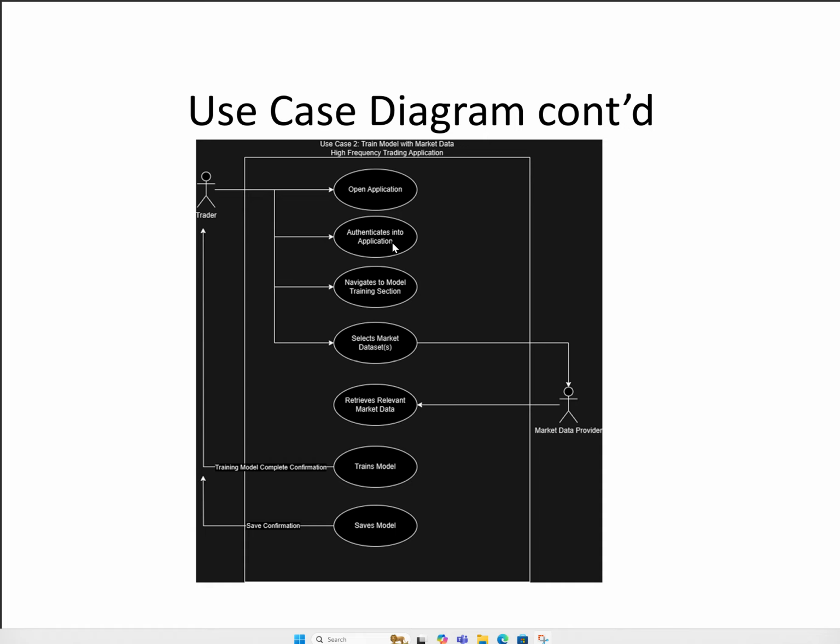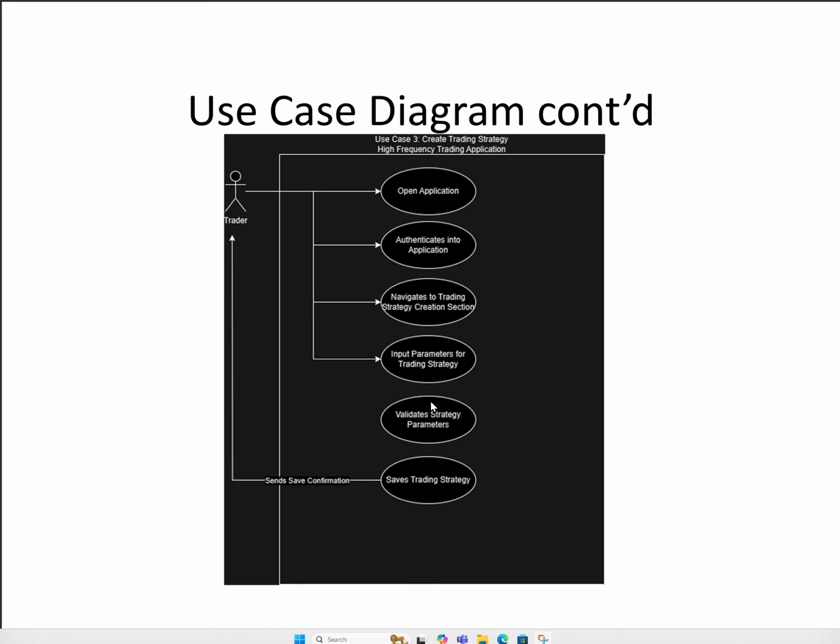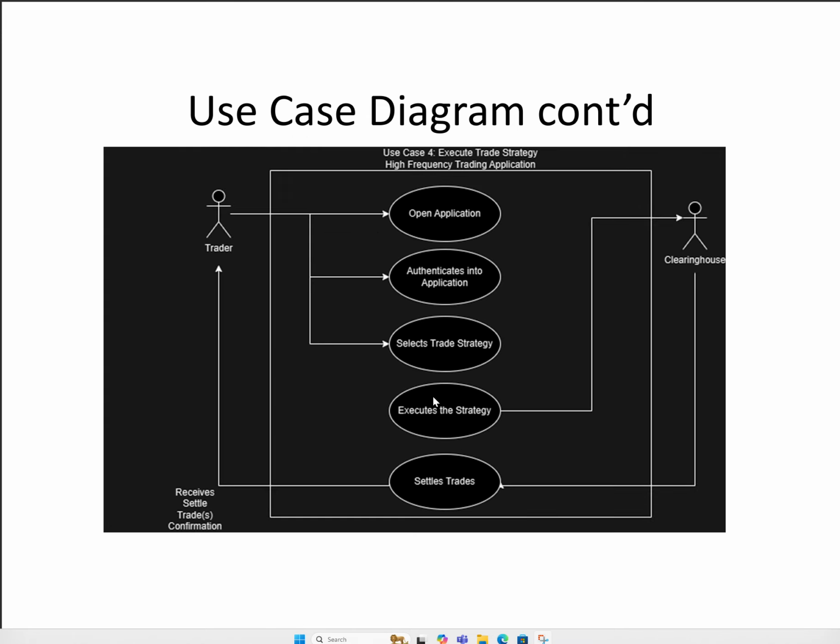For training a model with market data, once you've navigated to your respective section, you retrieve the market data, train it, receive the confirmation, and save your model with the respective confirmation. And the other actor is the market data provider. For use case 3, the trader goes through the application, authenticates, navigates to the strategy creation section, inputs parameters, validates it, and saves the trading strategy with the respective confirmation sent to the trader.